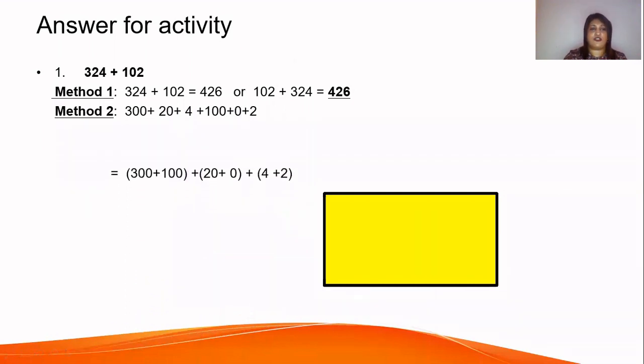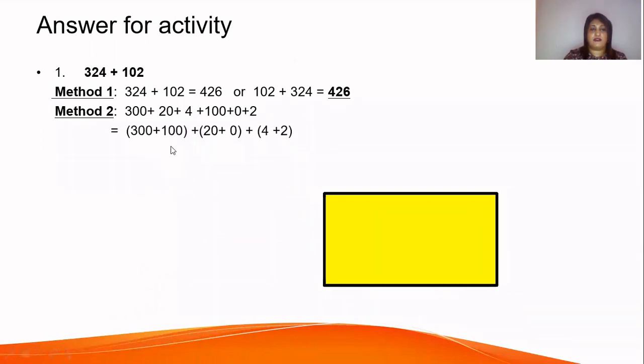Let's go through the values. 300 plus 100. I took both the hundreds. 20 plus 0, the tens, and 4 plus 2, which is my units. Next one. I'm going to add them now. So 300 plus 100 gives me 400. 20 plus 0 is 20, and 4 plus 2 is 6. So my final answer is 426. Now that was easy to add because I broke it down.